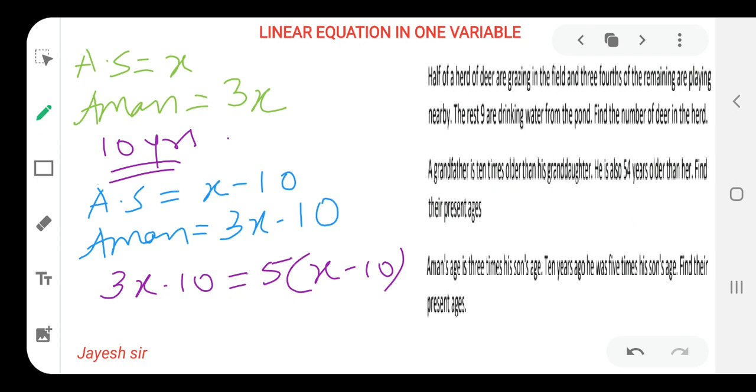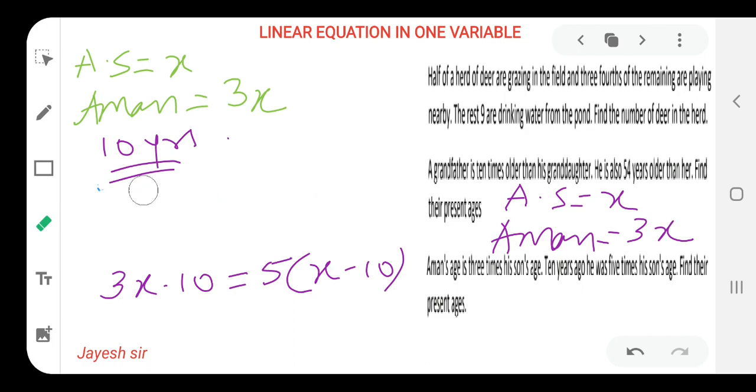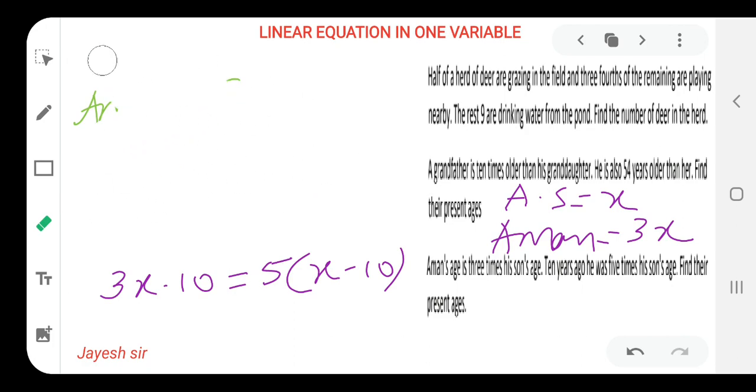Now we will find their present ages. What is their present age? That we have to keep in our mind. I am writing over here: Aman's son's age is x, and Aman's age is 3x. We have assumed that. If we are asked about before 10 years, we write x minus 10 and 3x minus 10. But these are present ages only, so the before-10-years values we don't need to keep in mind. That was just for the solution. So we have written our equation. Now we all know how to solve the equation, so I am writing it over here so that we find space to solve it properly. 5 times x minus 10, this is our equation.